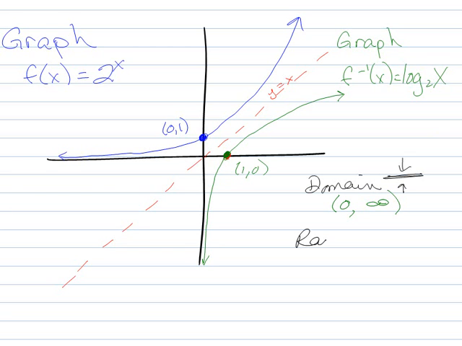Now similarly for the range, we're going to smush it on the y-axis and see where we get. Now if we smush this along the y-axis, you're going to see what's the farthest down we can go. Farthest down we can go is down to negative infinity. The farthest up we can actually go all the way to positive infinity. So our range on the graph goes from negative infinity to positive infinity.